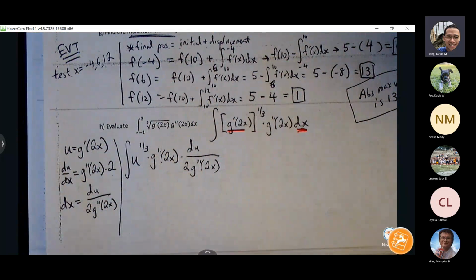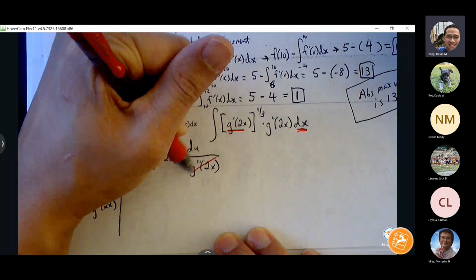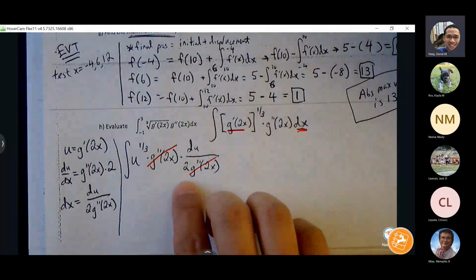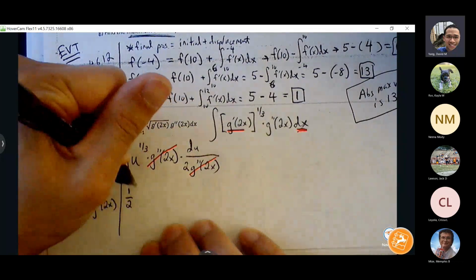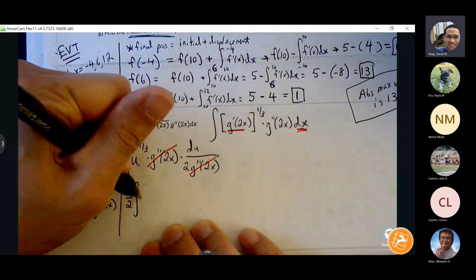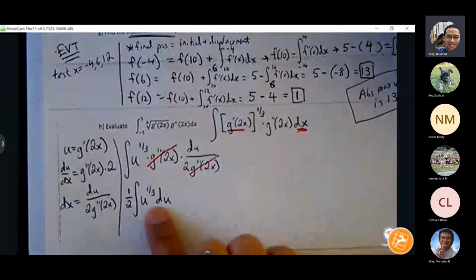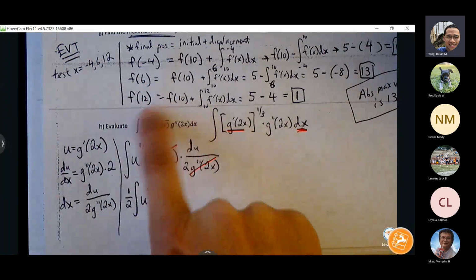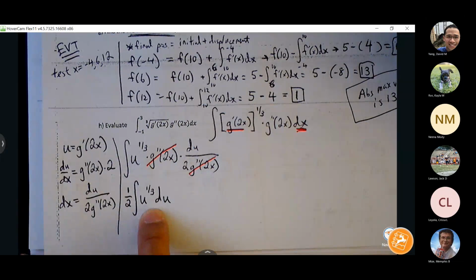G double prime of 2x matches, goes away. There's a leftover, what? 1/2. Yep, that 1/2 is going to have to stay in front. Now, the whole purpose of U substitution is so that we can get it down to something that feels a lot more manageable. This is kind of hard to see, like, what is the rule here? But we're able to get it all the way down to something that's very obviously just power rule.